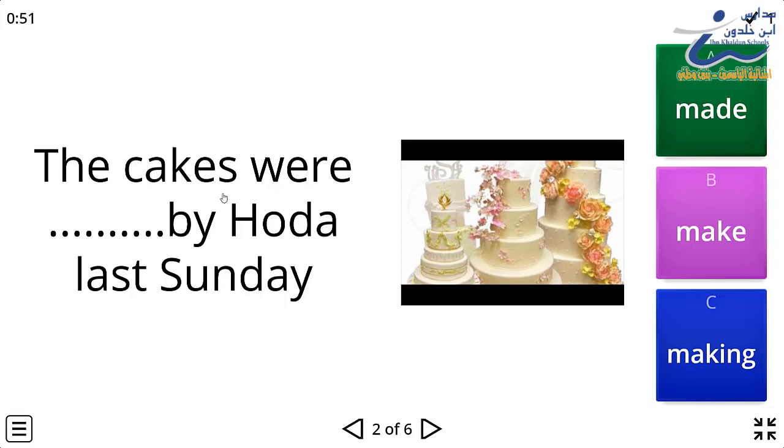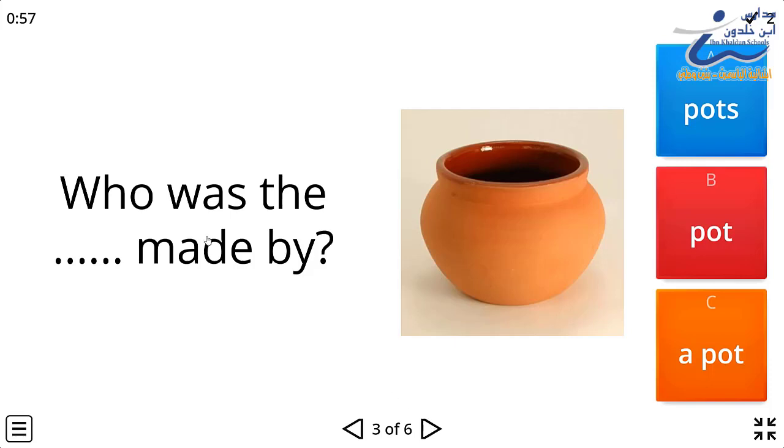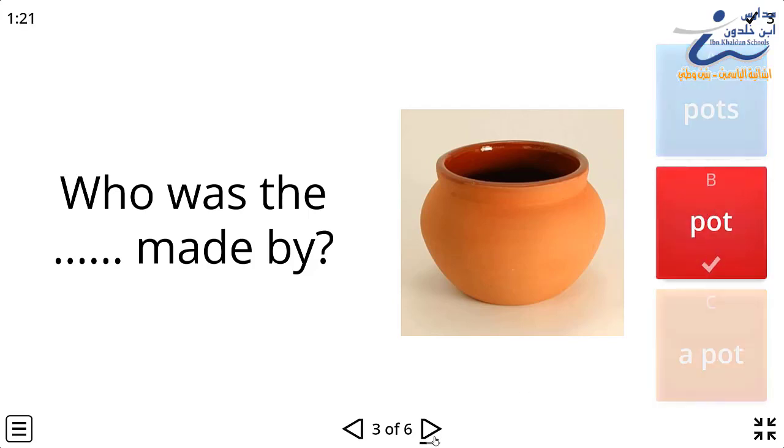After were, we put, yes, past participle. Who was the space made by? Pots, pot, a pot. Was here represents singular, comes after, but we cannot say a pot. Yes, pot.